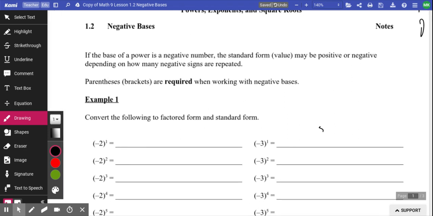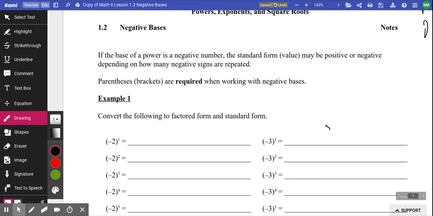Okay, negative bases. We're going to learn a couple things with negative bases, and we're going to learn how to kind of predict things that happen with negative bases. To do this, though, we need our calculators. So I'm going to pull your calculator out. There's going to be some important things that we do in our calculator to be able to do these things.